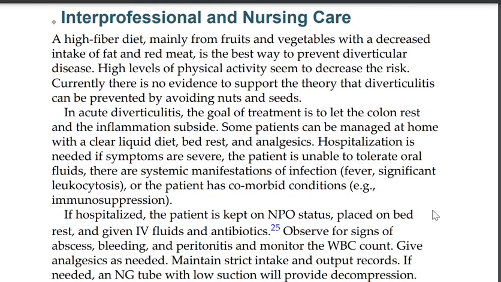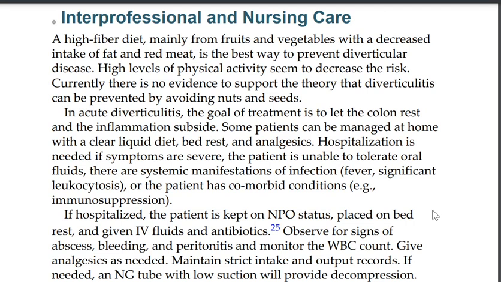Here you go. Here's some foods that you need to know. A high fiber diet, mainly from fruits and vegetables with a decreased intake of fat and red meat, is the best way to prevent this disease. High levels of physical activity seem to decrease the risk.